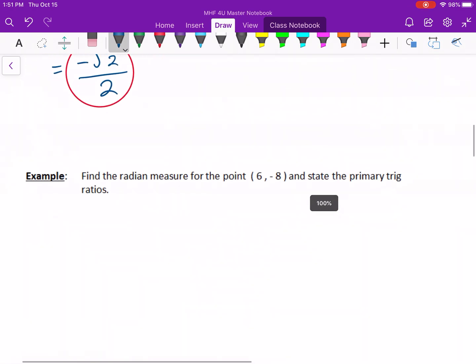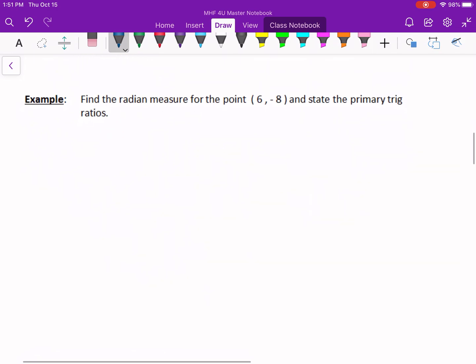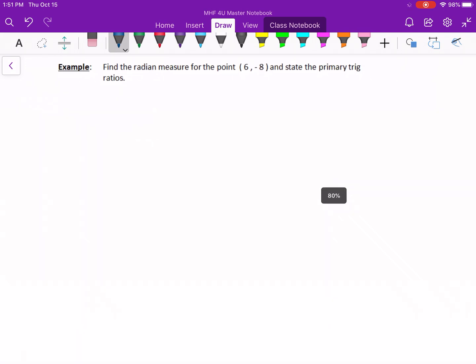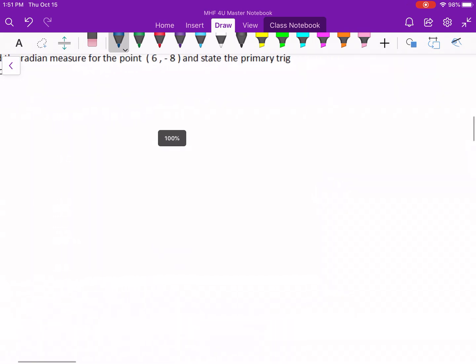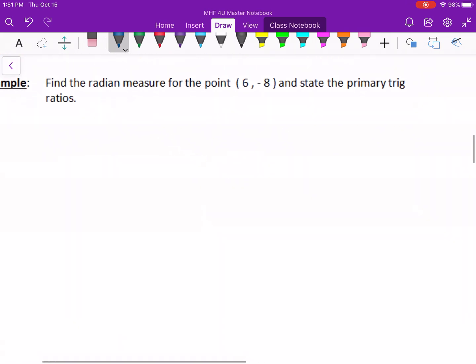To extend this a little farther, we want to find the radian measure for the point (6, -8), and then state the primary trig ratios. Okay, so we got lots of room to do this. I'm going to draw a nice sketch.